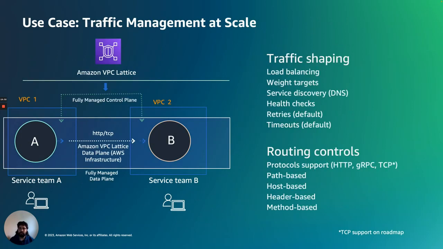VPC Lattice allows AWS customers to do traffic shaping by doing load balancing, weighted targets, service discovery via DNS, health checks, retries, and timeouts. It provides routing controls, supporting HTTP and gRPC protocols, and TCP support is on the roadmap. It supports path-based, host-based, header-based, and method-based routing.